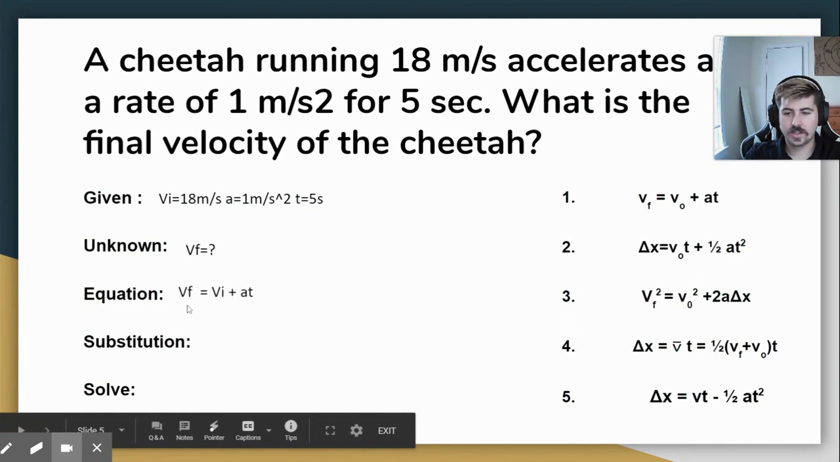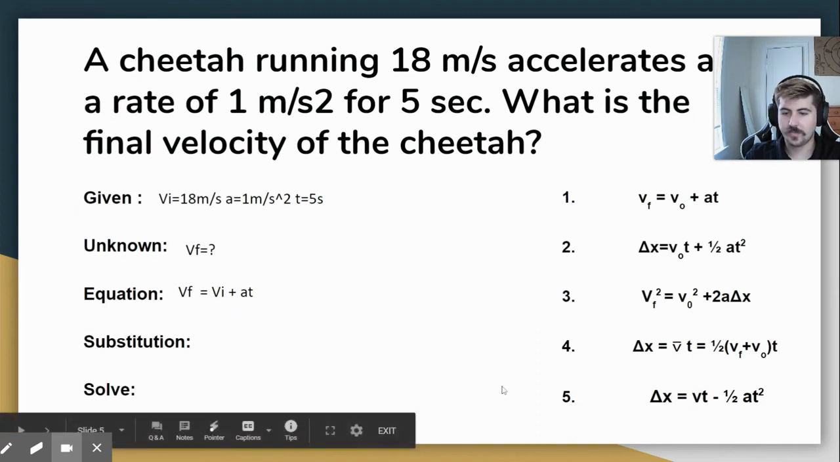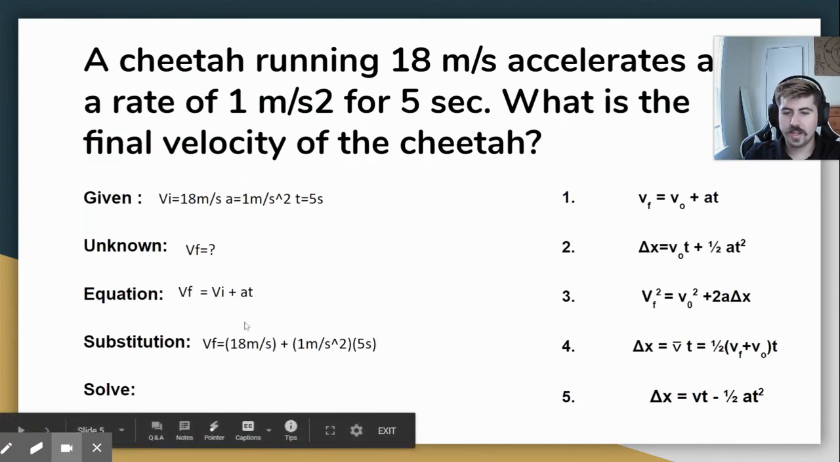So we've got the equation: final velocity is equal to initial velocity plus acceleration times time. So we're going to go ahead and substitute all the good stuff in. We'll substitute initial velocity right there. We'll substitute in acceleration and time. We'll plug that into our calculator, or we can just do some simple math. 5 times 1 is 5. Plus 18 is going to give us our answer, which is 23 meters per second is the final velocity. So that is how you work out these types of problems.